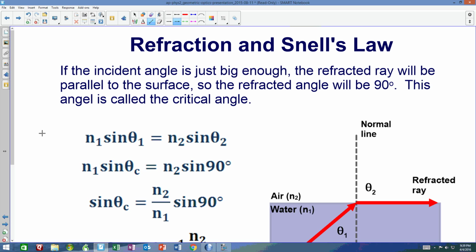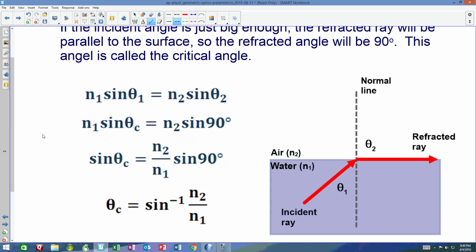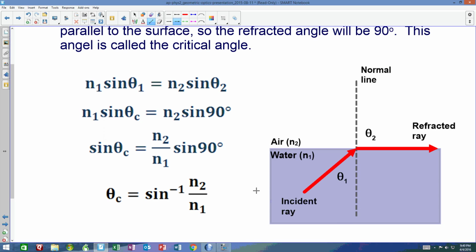If the incident angle is just big enough, the refracted angle would be parallel to the surface. So the refracted angle will be 90 degrees. We call this angle the critical angle. This only happens, though, when you're going from a more dense material like water to a less dense material like air. Because remember, when you're going from more dense to less dense, it bends away from the normal.